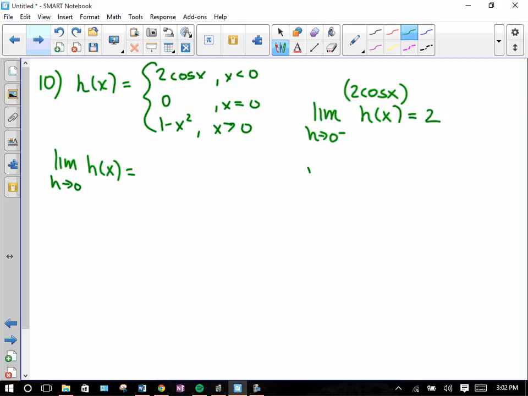Then I have to check the limit as x approaches 0 from the right of h of x. In this case, it's 1 minus x squared. If I plug 0 in here, I'm going to get 1 minus 0, which is just 1. Is my left-hand limit equal to my right-hand limit? No. Therefore, this limit does not exist.